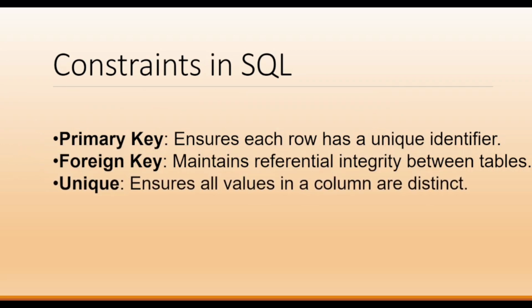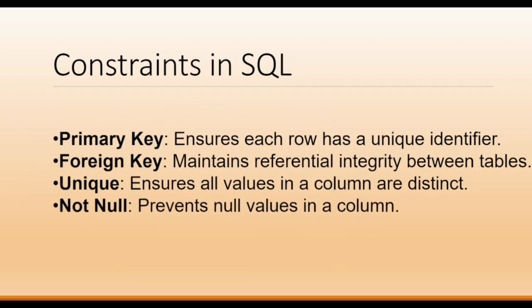Now go for unique. So this ensures all values in a column are distinct. Basically unique never allows duplicate entries. If you put the same value twice, it never allows it. If you write unique beside a column name, like the employee ID column, and you try to put the employee ID 1 two times, it doesn't allow duplicate values, right? Duplicate entries.